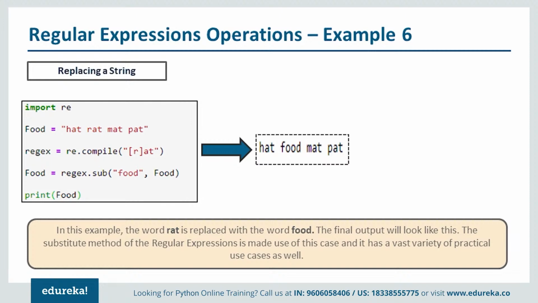Then we can use the substitute function, where we say that I want to replace this whole string rat with food. There is only one occurrence of rat here, but if there were multiple occurrences, all of them would be replaced with food. So in the final output you will see the rat is replaced with food. This is how substitute works.